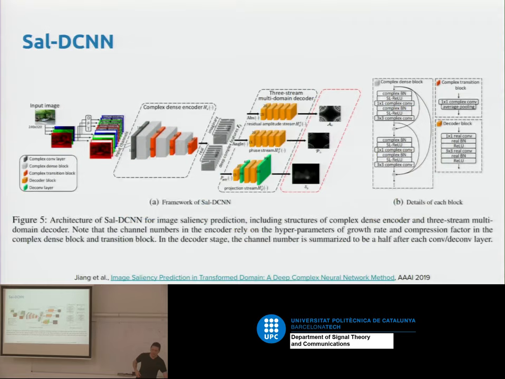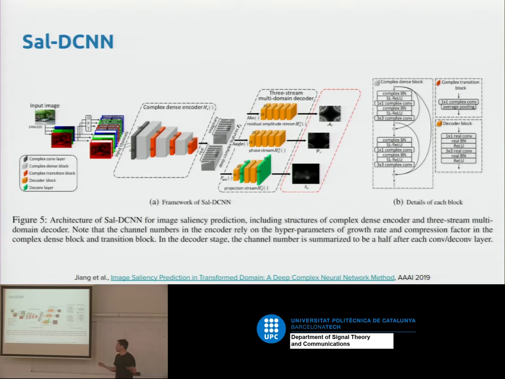Still room for innovation in this space. So this is a paper from AAAI 2019 where people started to use Fourier features as well as just regular RGB as inputs. So in the inputs, they use the RGB channels and then the two components of the Fourier transform for each of them as well. And then they have some complex convolutions, which is just like a convolution with a special nonlinearity in there.